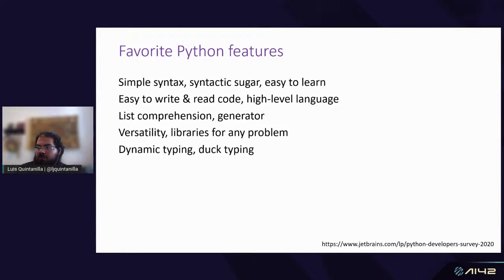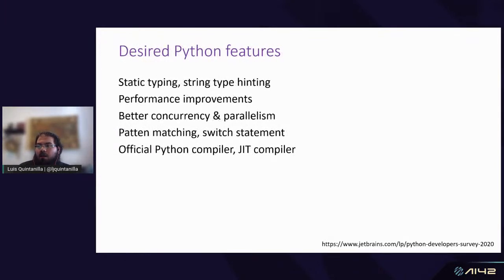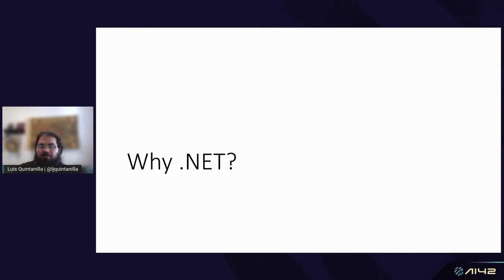So okay, this makes sense, right? These are a lot of really great things to have. But then if you look at what are some desired Python features, you see things like static typing and type hinting. You see things like performance improvements. You see better concurrency and parallelism, pattern matching, and an official compiler, right? So if you take all that into account, why am I even talking to you about .NET? Why am I talking to you about .NET and machine learning?